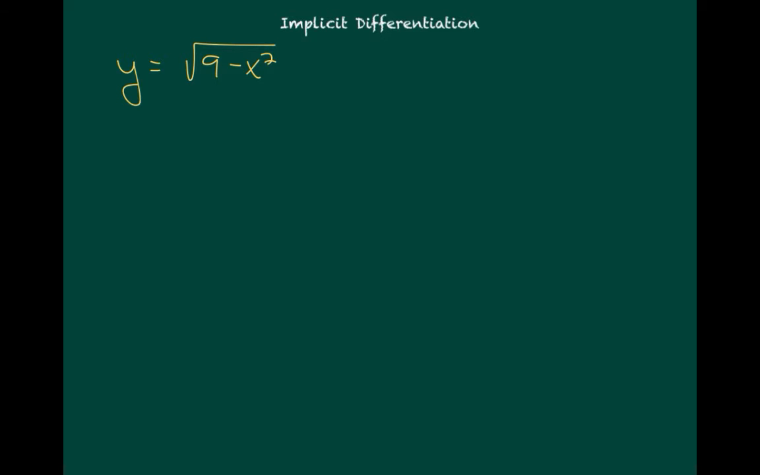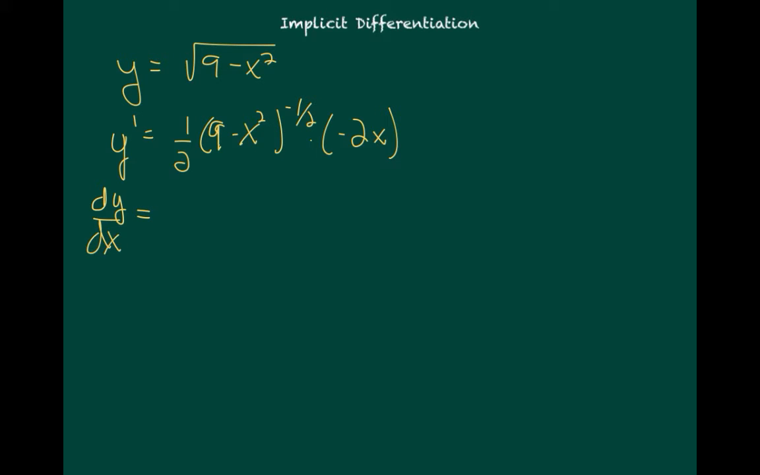Okay, hopefully you saw that to find the derivative, we'd say y prime equals 1/2 times 9 minus x squared to the negative 1/2, times the derivative of the inside, which would be negative 2x. Now, I'm going to do a couple things here that I don't normally do. The first is I'm going to switch notations, and I'm going to call y prime by another one of its names, which is dy/dx. And then let's simplify what we have over here on the right side.